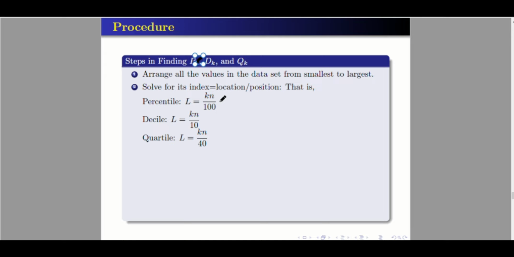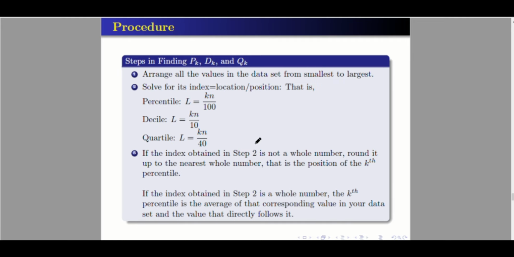And then if it's percentile, then of course it's 100 subdivisions, so we'll divide the product by 100. If it's decile, by 10, and if it's quartile, by 4. Not by 40, it's by 4. It's a typo error. And then please take note of this.